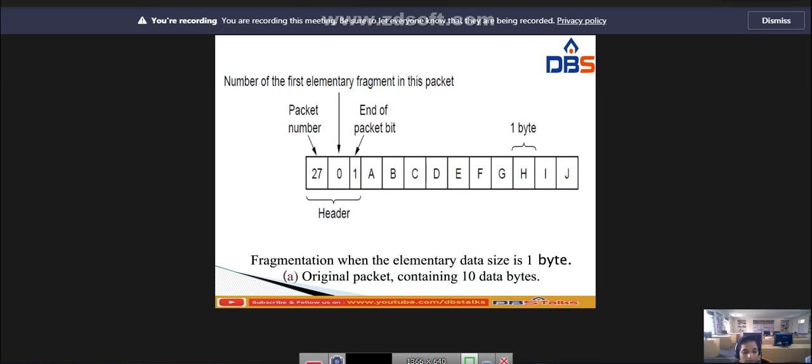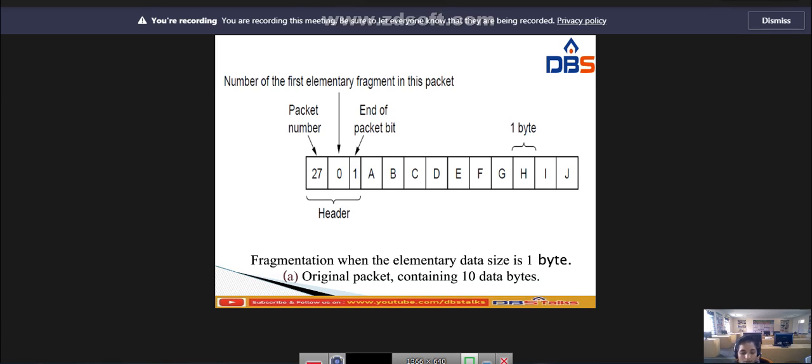Next, coming to another example, the main advantage of non-transparent fragmentation is that it requires the routers to do less work. IP works this way. So, for example, this is packet number 27. The end of packet bit is 1, and this is the header. The 0 is the first elementary fragment in this packet. So this is the end of packet bit.